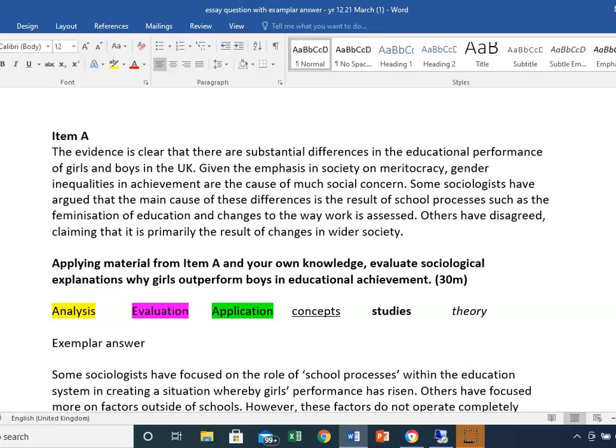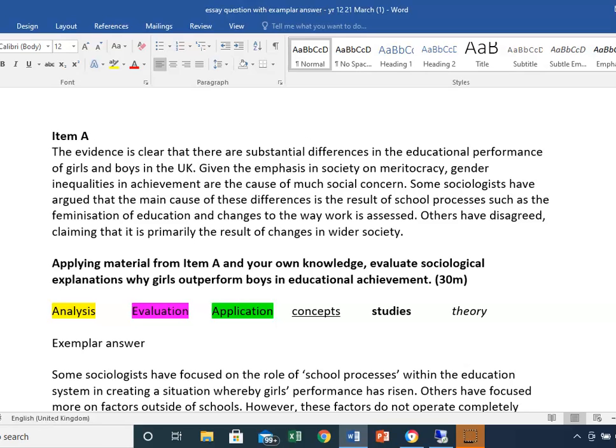As with all essays, you want to make sure that you read the question first before you read the item, and then you want to chunk the question and pick out the key information you need to be focusing on. So it says, applying material from item A and your own knowledge, evaluate sociological explanations why girls outperform boys in educational achievement.